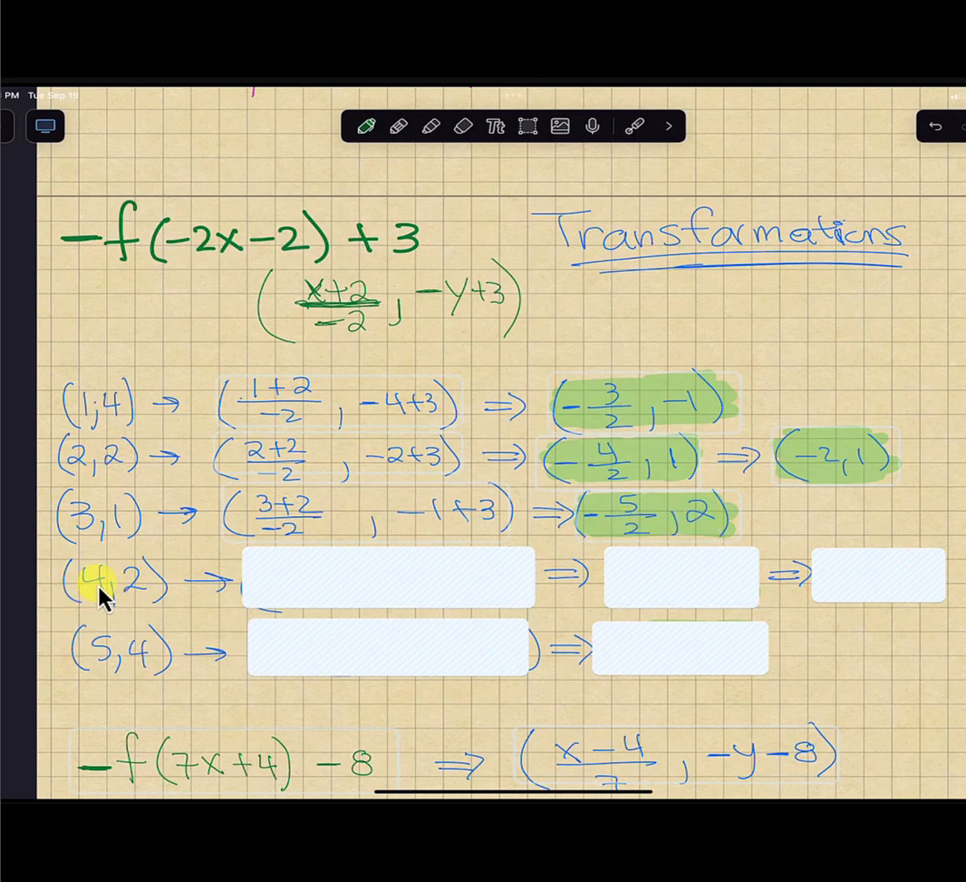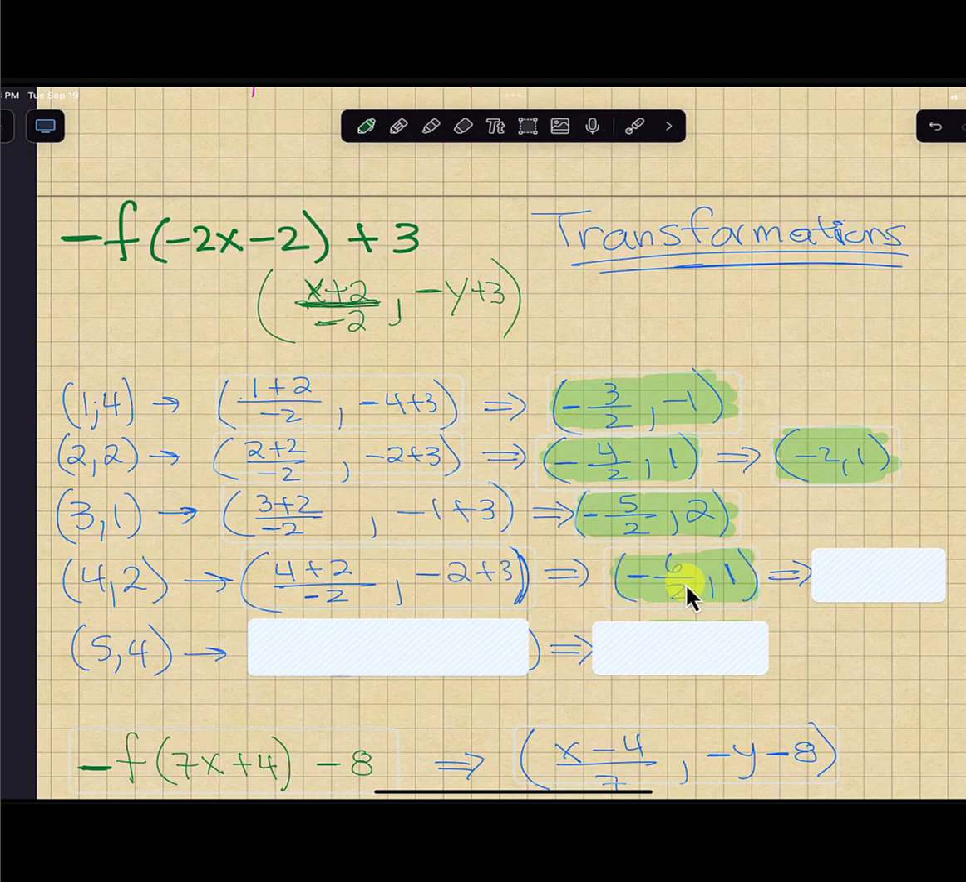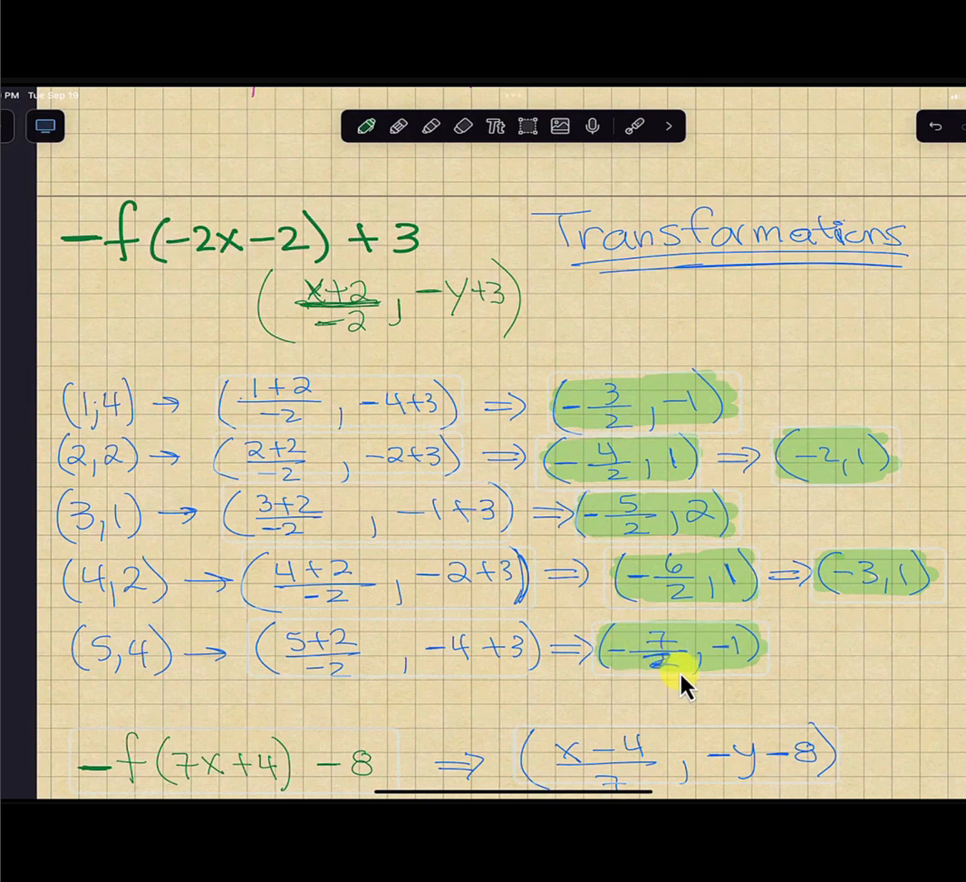For 4 comma 2, replace x with 4 and y with 2. So that's 4 plus 2 over negative 2, and negative 2 plus 3. And that simplifies to negative 6 over 2, comma 1, which is negative 3, comma 1. And the last one, take the 5, replace that where x is, and replace the y with a 4. So that's 5 plus 2 over negative 2, and then negative 4 plus 3. That simplifies to negative 7 over 2, comma negative 1.